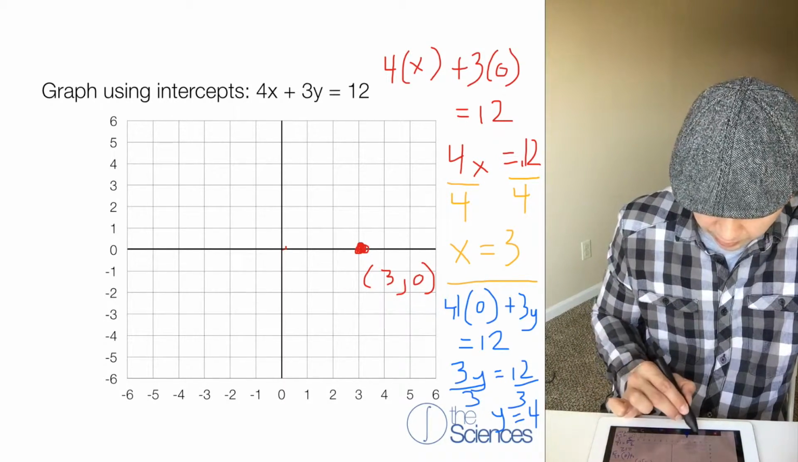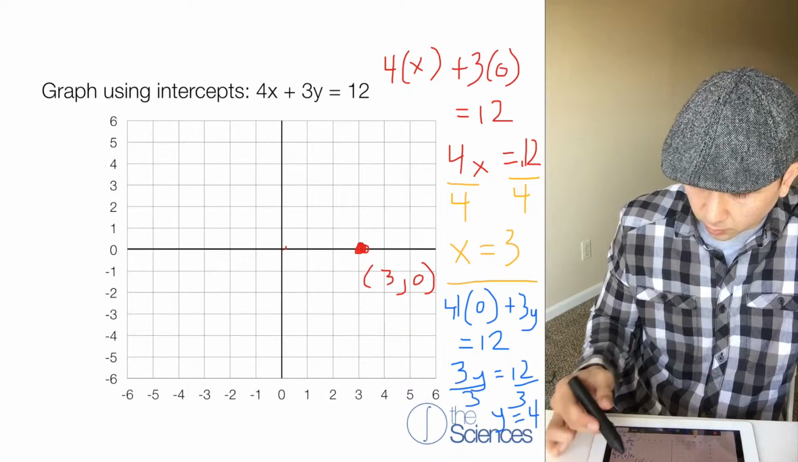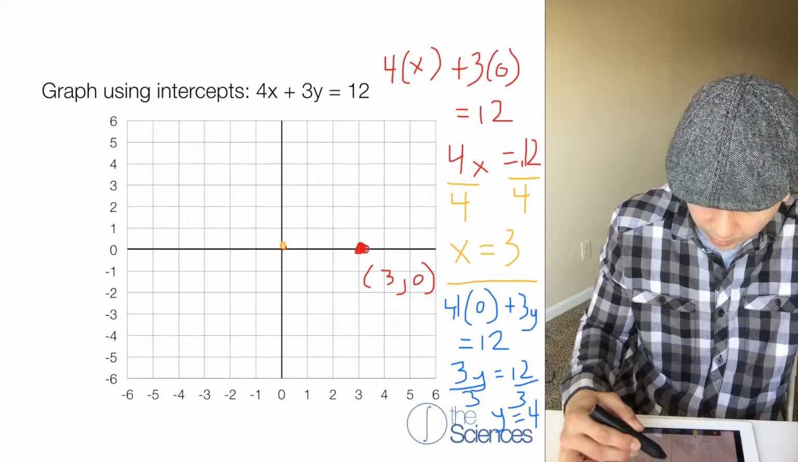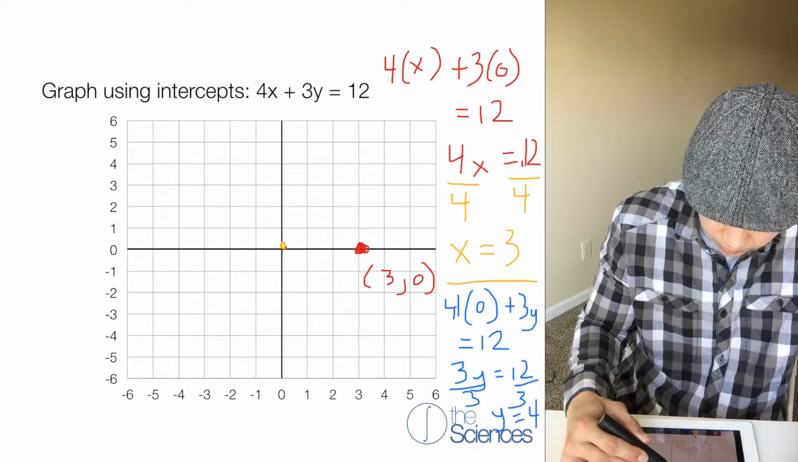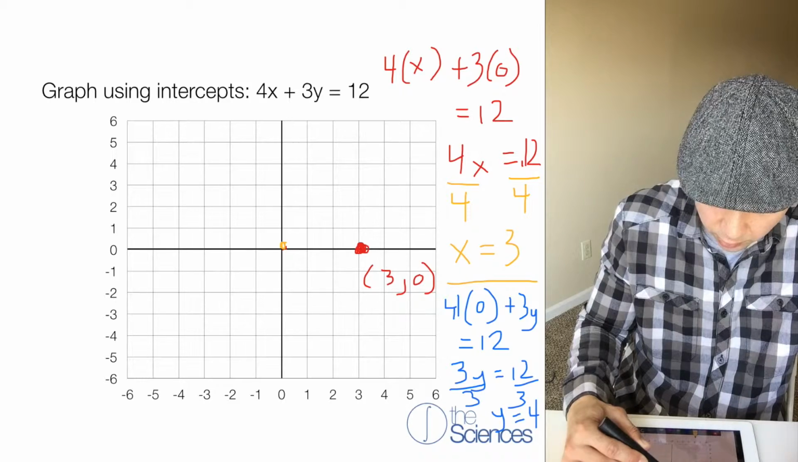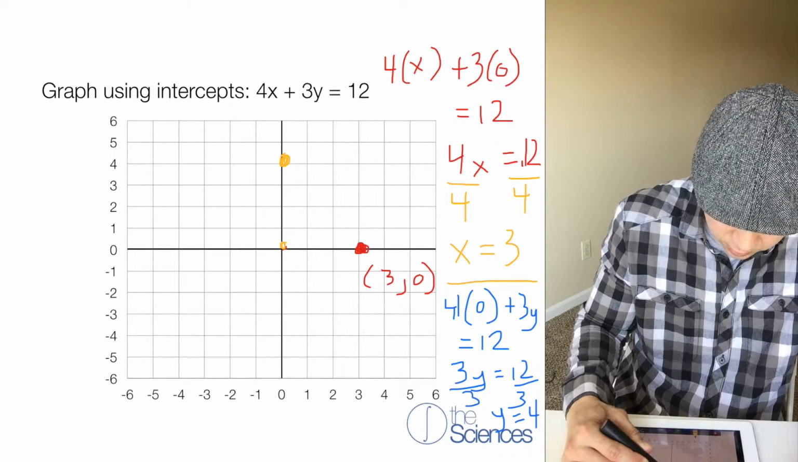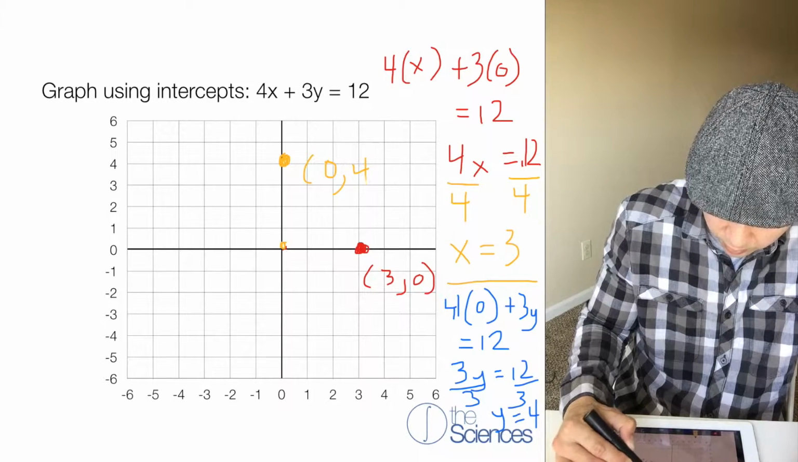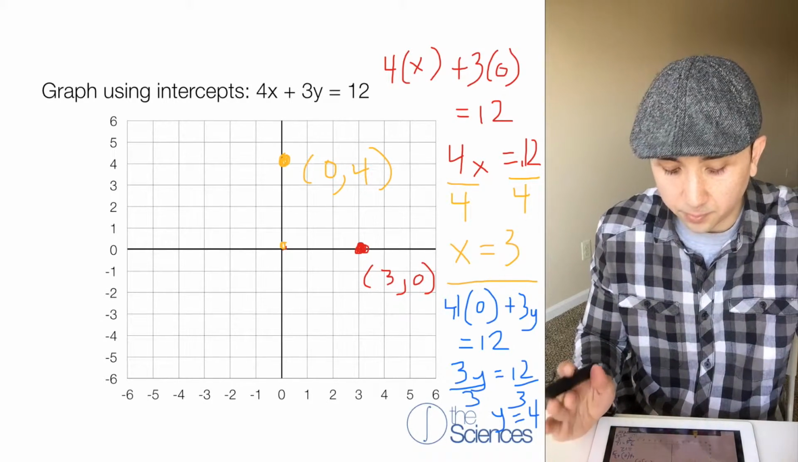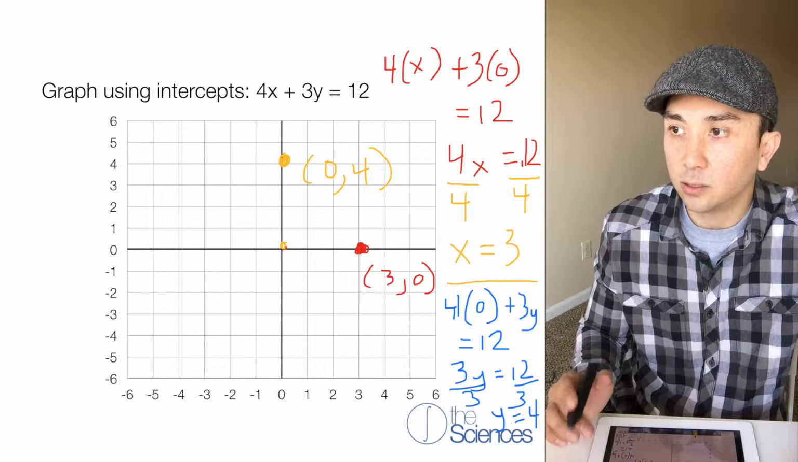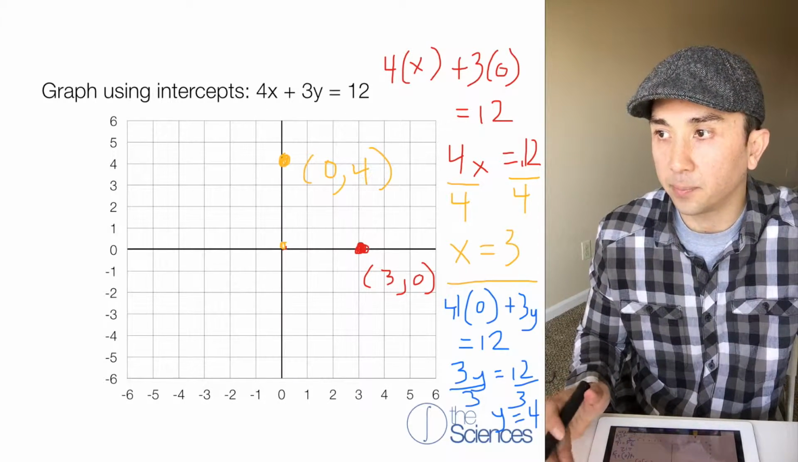Now we can plot this. When x equals 0 and y equals 4, we're going to plot that by going 0 on the x-axis and then 4 up on the y-axis. So this is plot 0, 4. That's our y-intercept. Now we're going to find a third point.